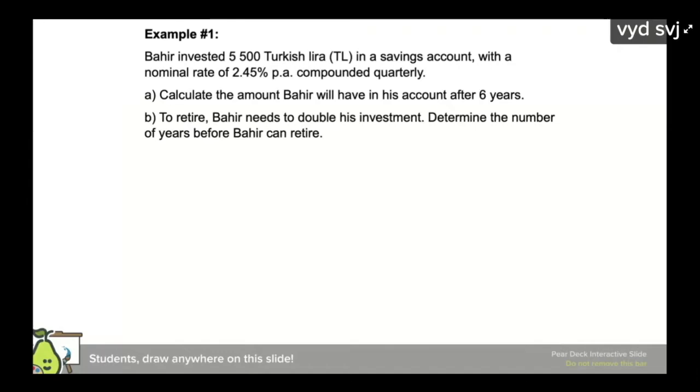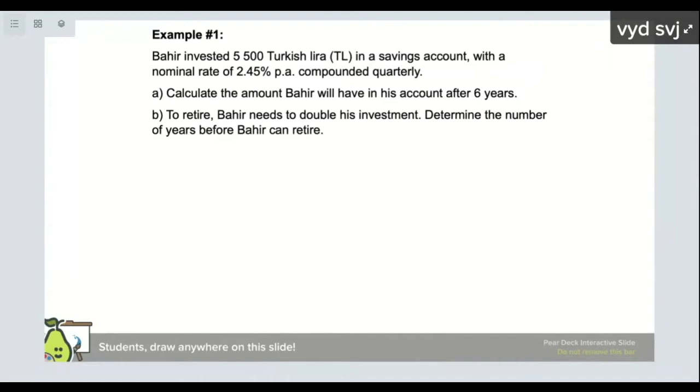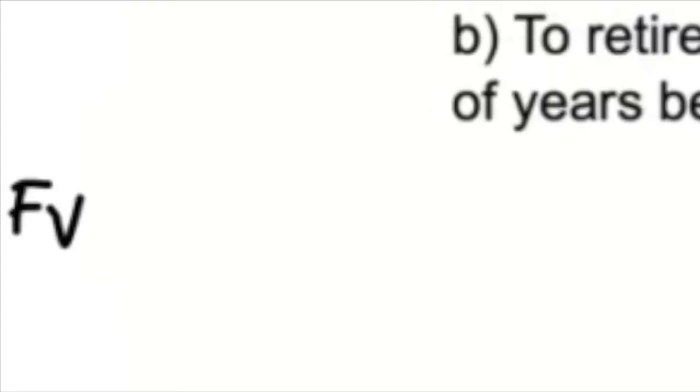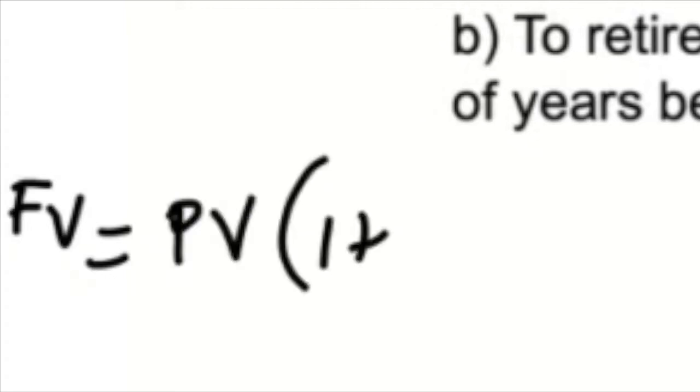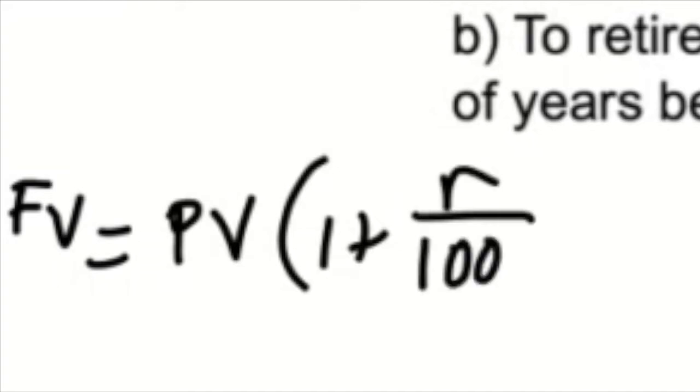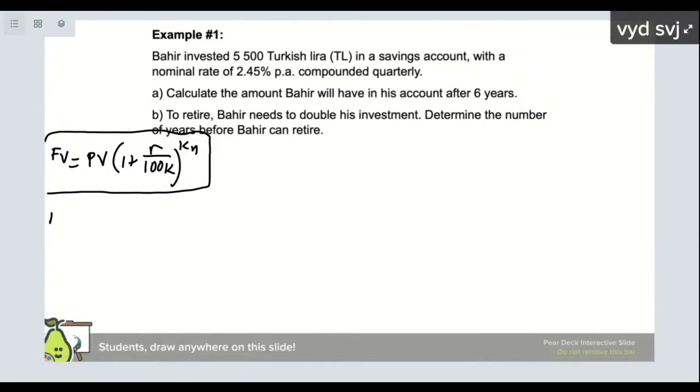Here's our first example. First thing we always have to do is write down our variables. So I'll just go ahead and write down our formula again. We have FV equals PV(1 + R/100)^(KN). Remember, you don't memorize that. Future value, we need to know our present value, our rate, our compound, and our N, number of years. So we're going to look at the problem and see how many of these we can fill in.